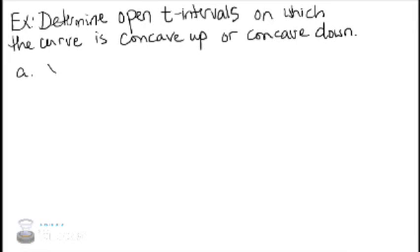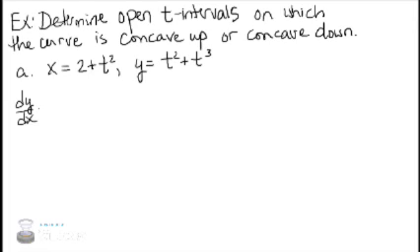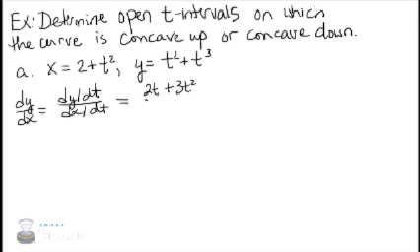Okay, so for part A, we're looking at x equals 2 plus t squared and y equals t squared plus t cubed. All right, so the first thing we're going to do, since we're looking for concavity, is we're going to need our second derivative. We're going to need to analyze our second derivative. So first things first, let's find dy dx. So that's going to be dy dt over dx dt. So dy dt is going to be 2t plus 3t squared. Dx dt is going to be 2t.